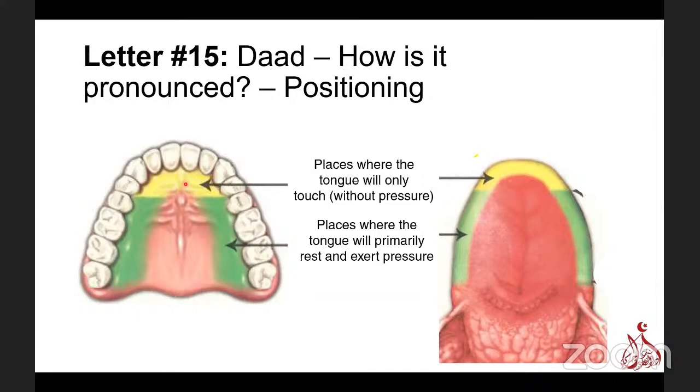So this is the positioning of the tongue. This is before even the letter is pronounced. This is going to be the position of your tongue. Front tip of the tongue, right behind the upper teeth, just touching it. Side of your tongue is going to be applying pressure on the side teeth on top. So that's how the tongue should be positioned.